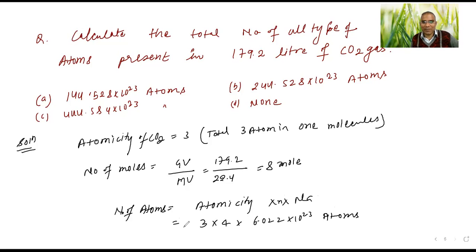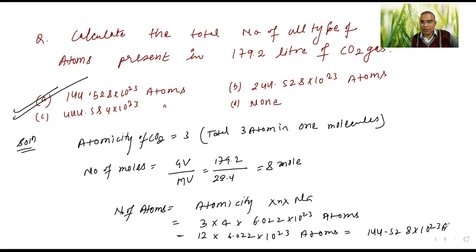How much is it coming? 8.144 times 10 to the power 23. Yes, good, super. So you have now started understanding this type of problem. So this is 144.528 into 10 power 23 atoms. Understood? Is it okay?